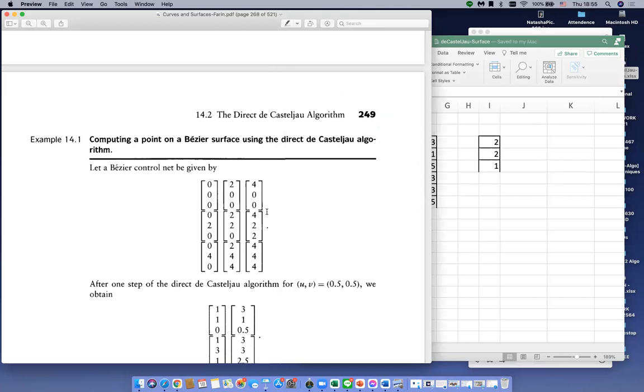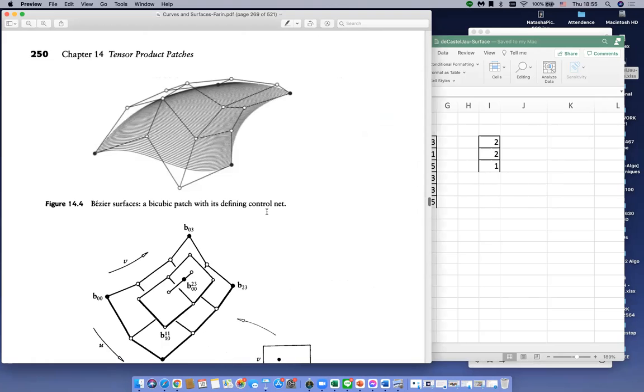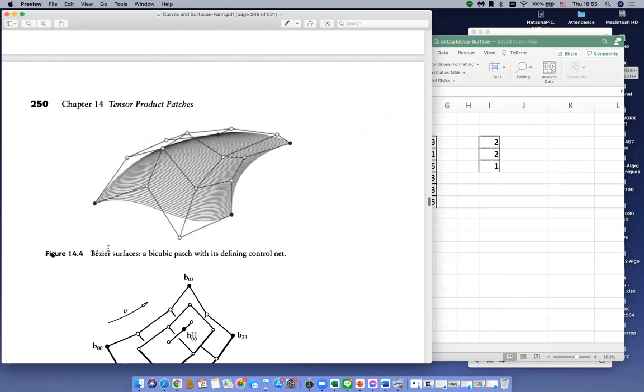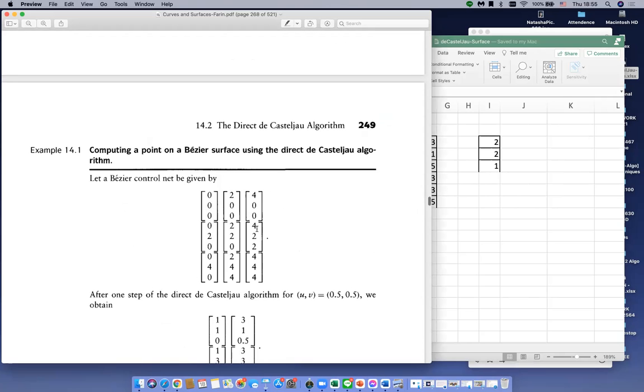Okay, and then we have another formula. Okay, this one will be bicubic patch. This one will be biquadratic patch. Why quadratic? Because we have 1, 2, 3, right?